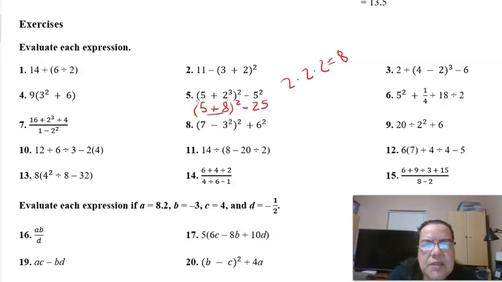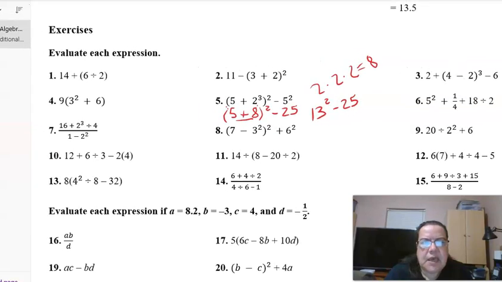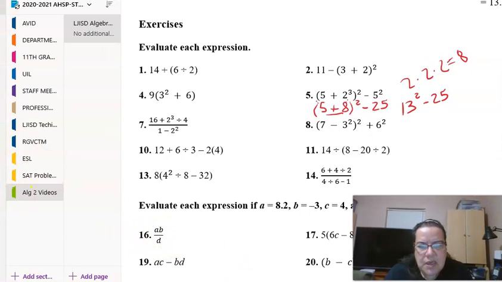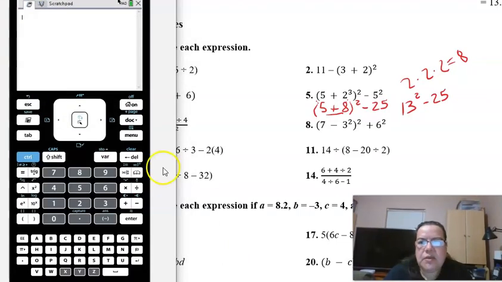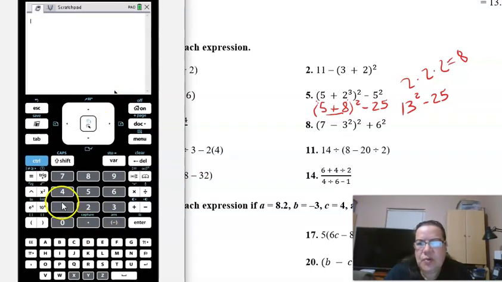So now we do the inside of the parentheses. 8 plus 5 is 13. I'm going to square that, and I'm going to take away 25 from that. Now, at this point, if you want to pull out a calculator, you can. I'm going to pull out the Inspire. You'll see me using it once in a while in these lessons, so that in case when you get back to campus, or if you already have one already, you can go ahead and use your calculator, and you'll know some of the keystrokes. And here it's quite simple.